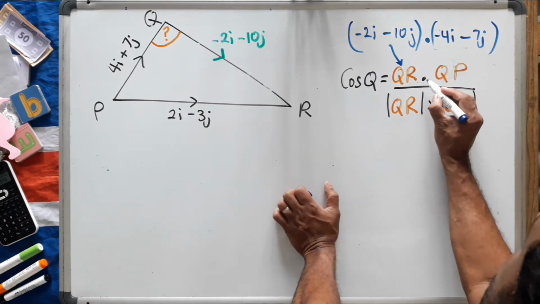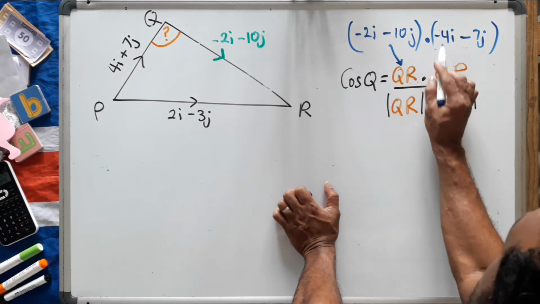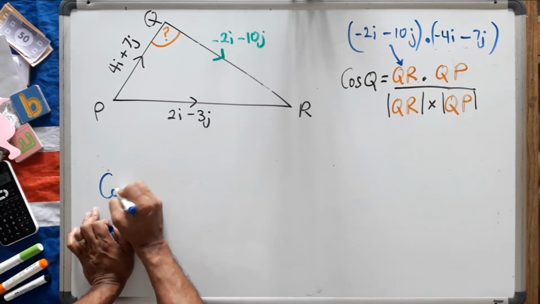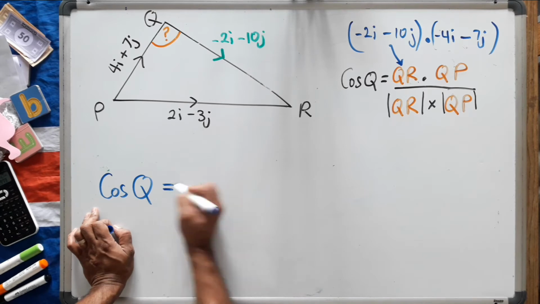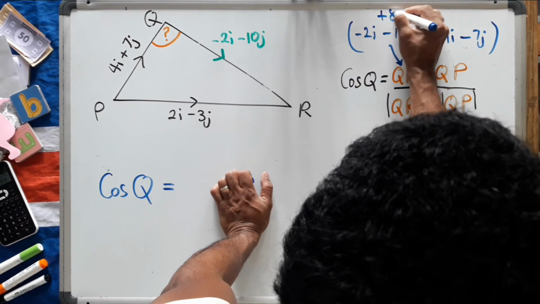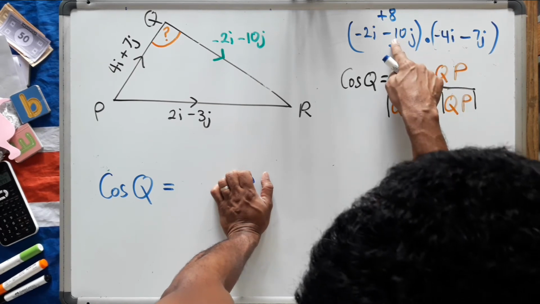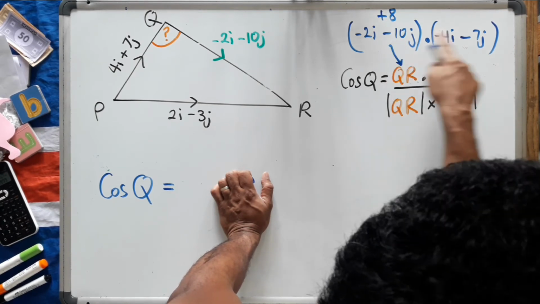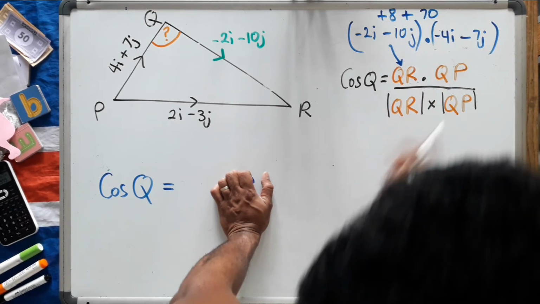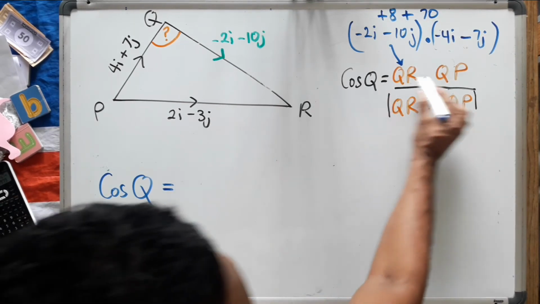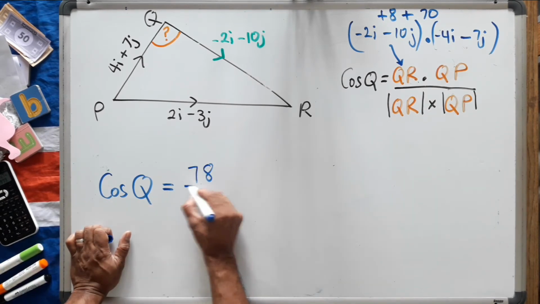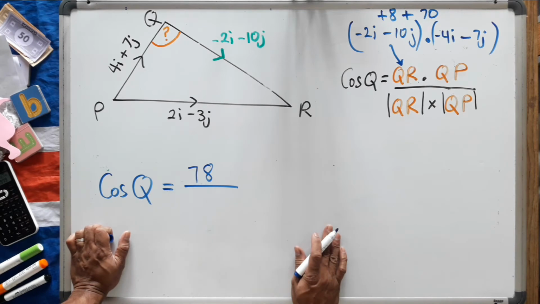How do you find the dot product? You multiply the i values, right? I'm going to write the answer in here. Minus 2 by minus 4 is positive 8, and then the j values. Minus 10 multiplied by minus 7 is positive 70. So the top part works out as 78. All right? So I hope that makes sense.